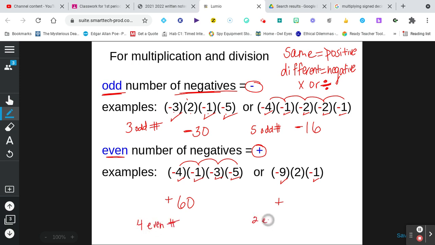2 is also an even number. So I have an even number of negatives, and that produces a positive. 9 times 2 is 18, and 18 times 1 is still 18. So you can remember your even-odd rule for multiplication and division of signed numbers, okay? An even number of negatives will produce a positive, and an odd number of negatives will produce a negative. That's another rule I didn't tell you about earlier, but I wanted to show that to you.